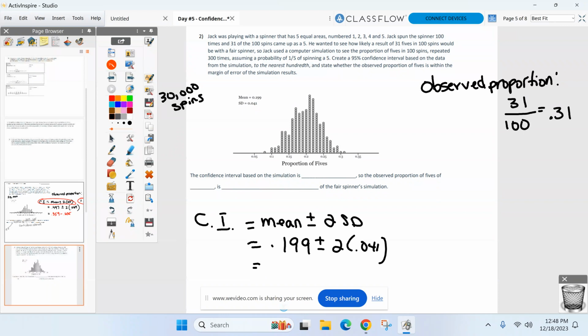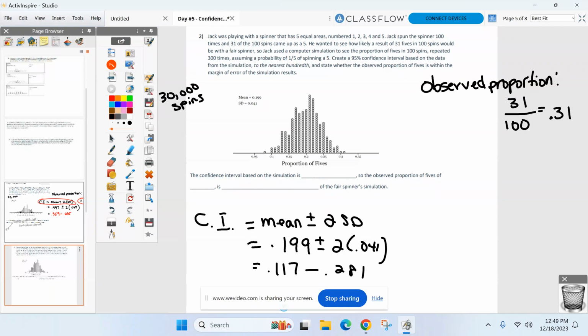So what do we got here? 0.117 to 0.281. Are we all calculating that correctly? So really we're saying here, hey, the number of 5s you should have gotten should have been anywhere from almost 12% to 28%. And look what we got, about 31%. So guess what? It's not really likely. All right, ours is not likely at all.